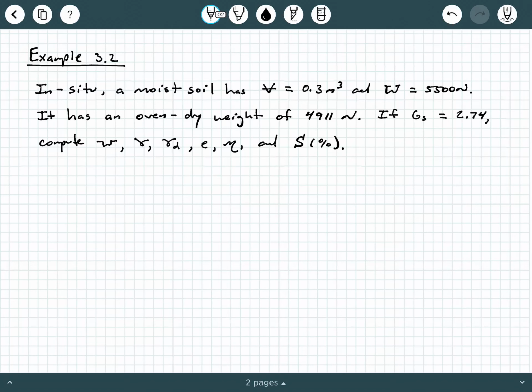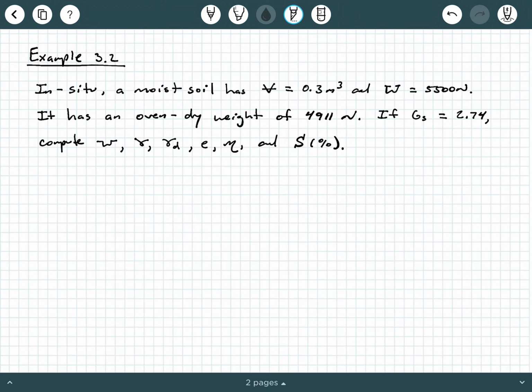In this example, we are given an in situ value for a moist soil with a total volume of 0.3 cubic meters, a total weight of 5,500 newtons, an oven dry weight of 4,911 newtons, and a specific gravity of 2.74. And we're being asked to compute the moisture content, the total unit weight, the dry unit weight, the void ratio, porosity, and degree of saturation.